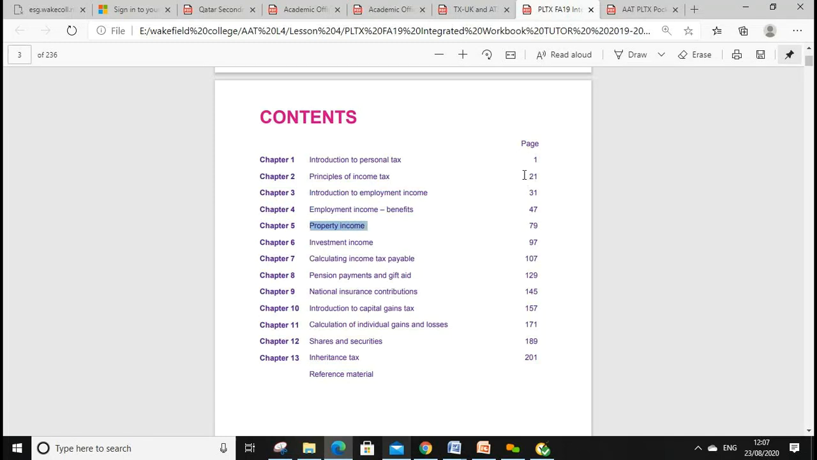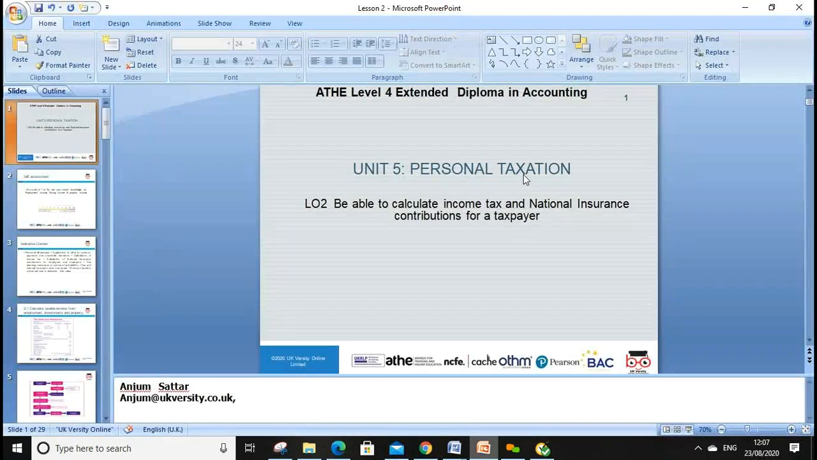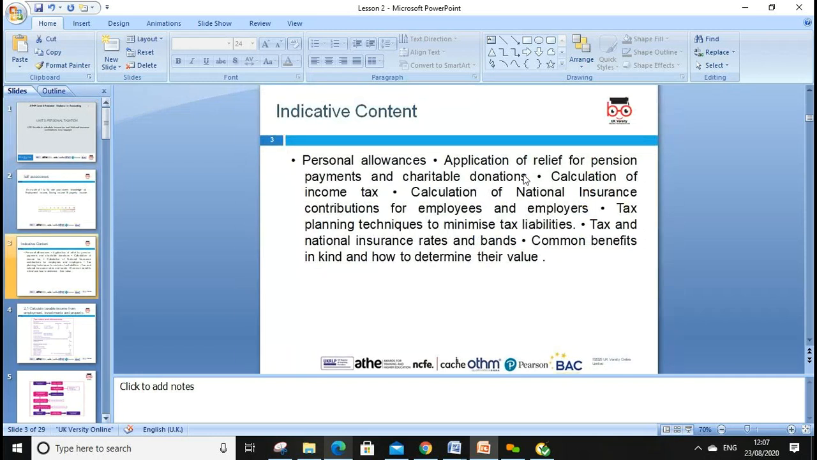You will see the employment income is chapter 3, benefits is chapter 4, property income is chapter 5, investment income is chapter 6, and calculating how much the liability is, and the pension elements, are chapter 8. Chapter 9 is all about national insurance contributions. I'll try my best to go through and explain as much as I can within this lesson. Okay, that's the introductory content.